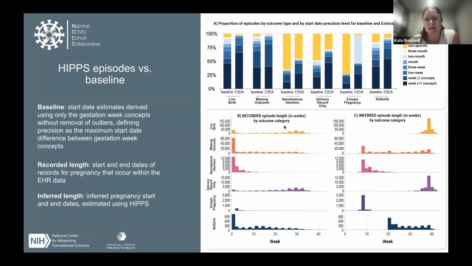We also looked at recorded episode length by outcome category versus inferred episode length by outcome category. So the difference between these is, recorded is for an outcome category, what length of time do we have recorded in the data of concepts occurring for that pregnancy? And the inferred is when we actually applied our precise start date algorithm and estimated the outcome date, what is the total length of the pregnancy? And you're seeing that when we infer the precise start and end dates, you're getting a distribution for each type of outcome that mirrors what you would expect to see for that particular outcome.